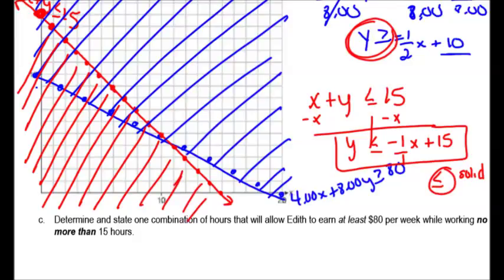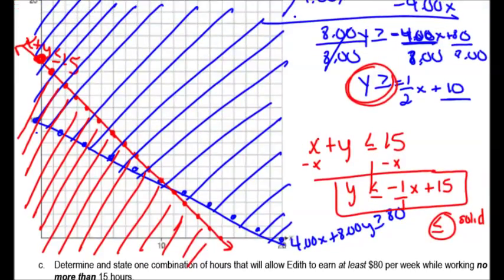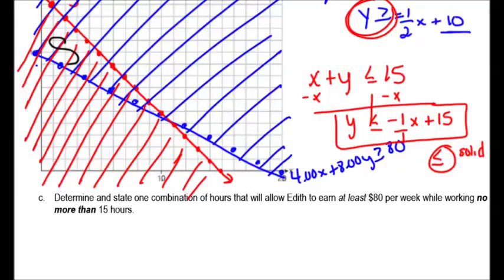Okay, so remember, with systems of inequalities, we are not looking for just one single point of intersection. We are looking for an entire solution set. So where does the red shading and the blue shading overlap? Right in this little area here. That's the solution set. That's very important because we have to answer a question about this problem.